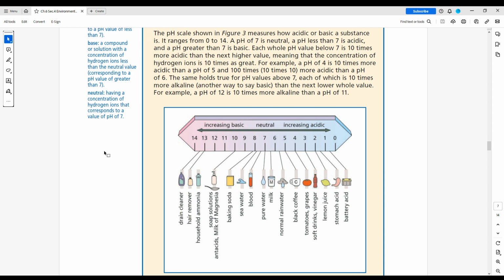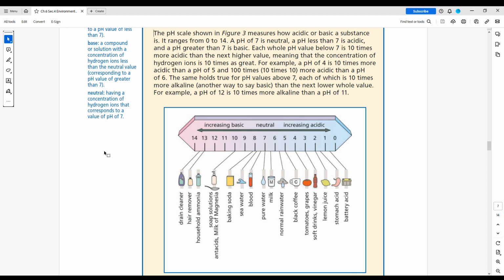The pH scale shown in Figure 3 measures how acidic or basic a substance is. It ranges from 0 to 14. A pH of 7 is neutral. A pH less than 7 is acidic. A pH greater than 7 is basic.